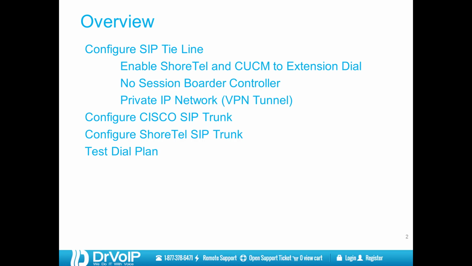In this configuration, there's no session border controller. So the tie trunk will be directly from the ShoreTel SIP proxy to the Cisco call manager. This will be done over a private IP network through a VPN tunnel. So there's no session border controller. It's probably the simplest configuration, the one that's going to cause you the least amount of troubleshooting challenges, because the trunk talks to the proxy server at each end.